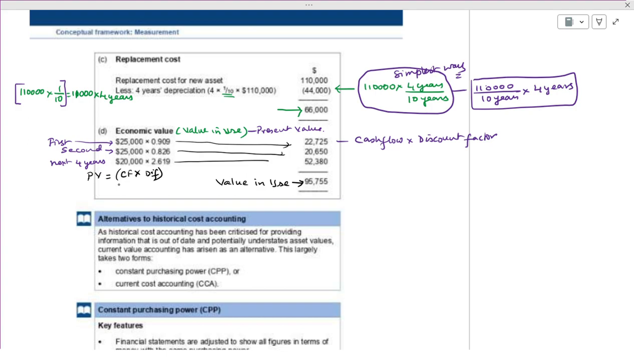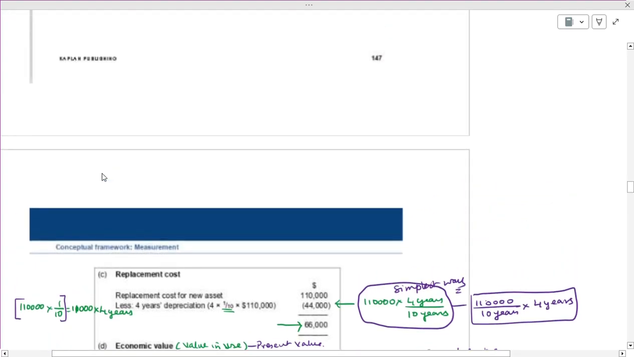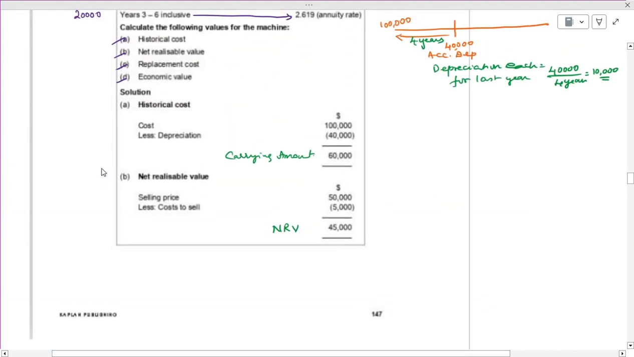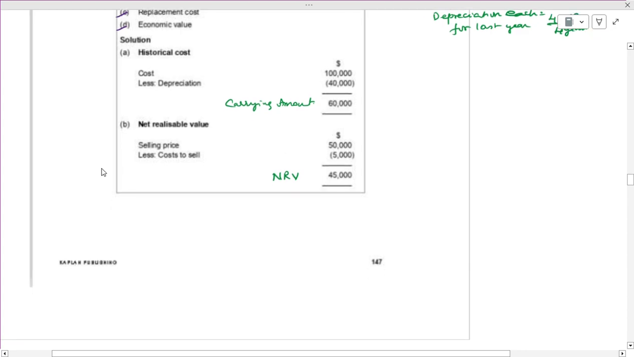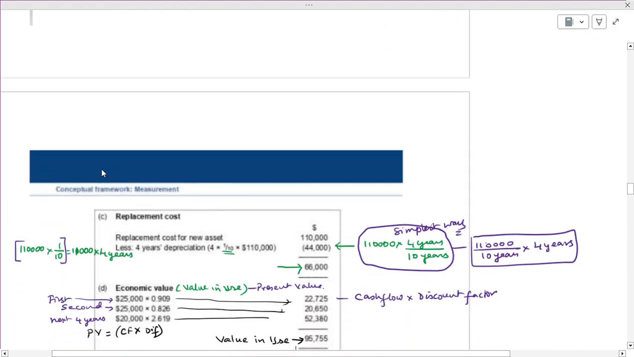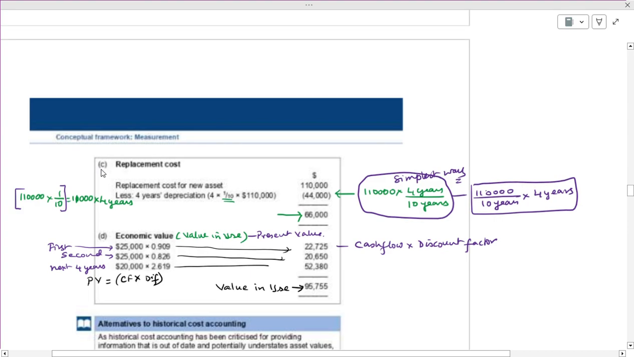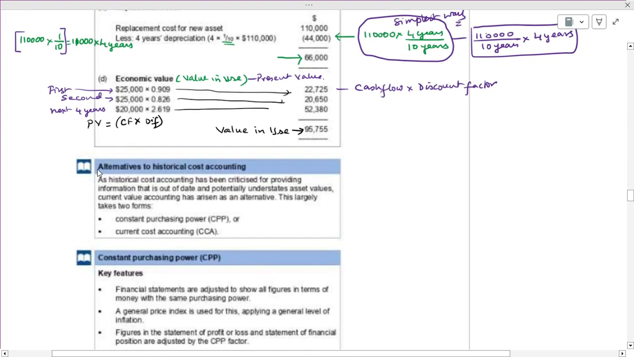Now, in the previous cases, we have done value in use. Now we are doing value in use in detail. These 4 methods will be there: historical cost, net realizable value, replacement cost, and economic value or value in use. This is very important, the basic thing.